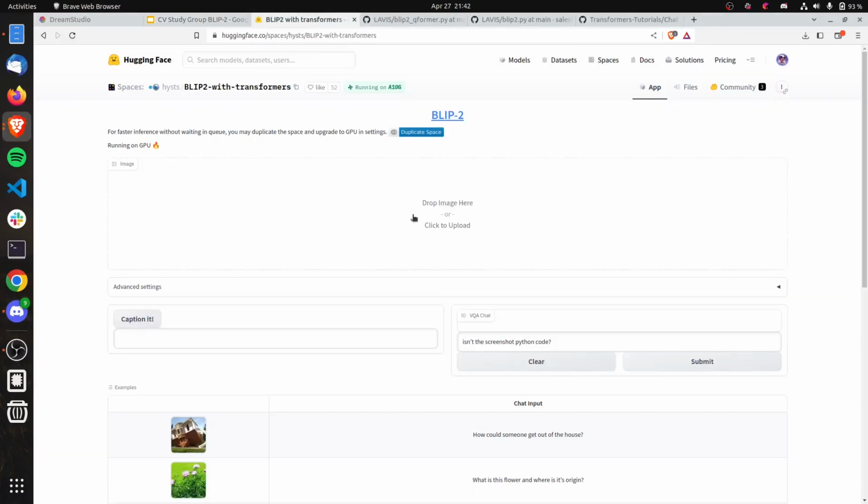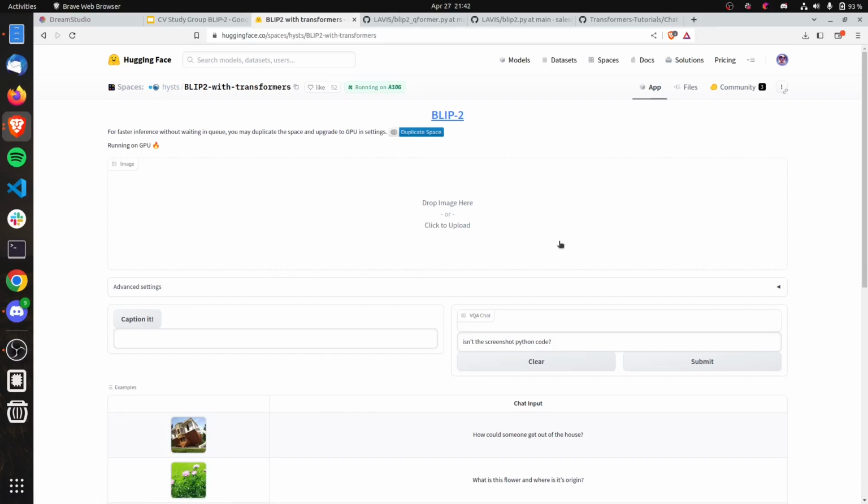So first of all, there's a great Space you can use. It's the one by Hysts, actually. There's an official one by Salesforce, but the one by Salesforce is not GPU powered, and then you have to wait an eternity. So I recommend this one by Hysts, who's actually part of the Hugging Face team as well. So that will keep on running.